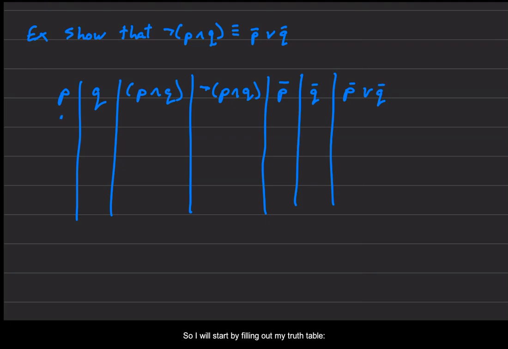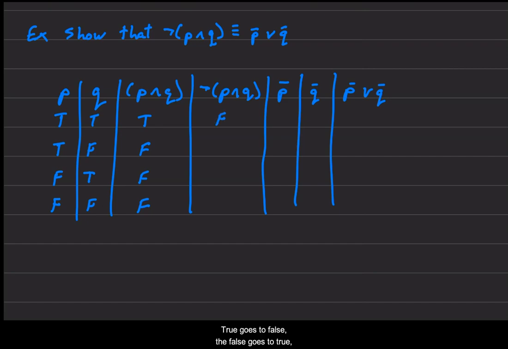Alright, so we'll start by filling out my truth table. True, true, false, false for P. For Q goes true, false, true, false. And then for P and Q, I have true, true, which is true. True, false, which is false. False, true is false. And false, false is false. Then the negation of that, the true goes to false, the false goes to true, false goes to true, and false goes to true.